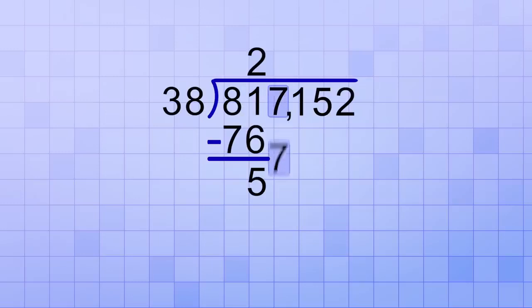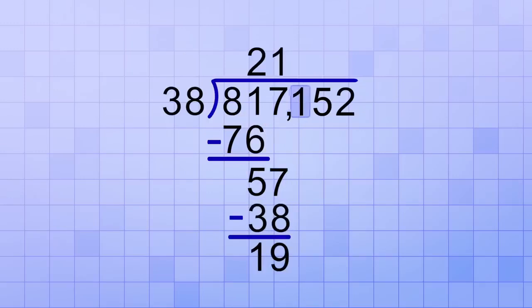We bring a copy of it down and combine it with our 5 and ask, how many 38s will it take to make 57? That one's easier to estimate, just 1, because it's easy to see that 2 38s would be too big. 1 times 38 equals 38, and 57 minus 38 leaves a remainder of 19. On to the next digit.